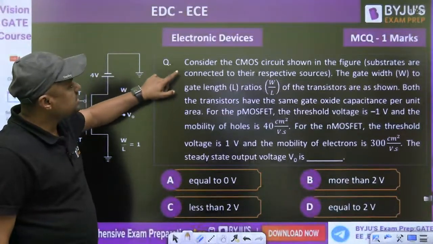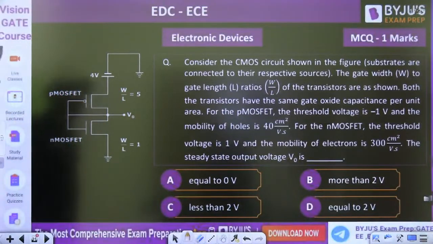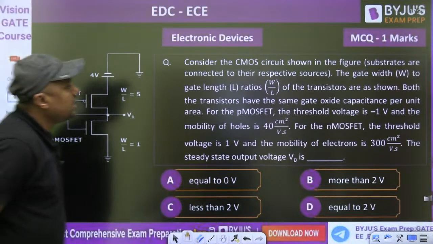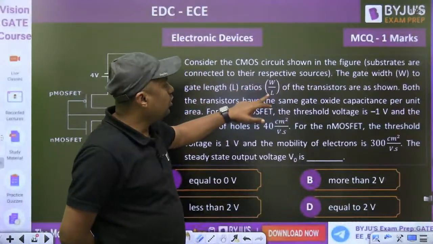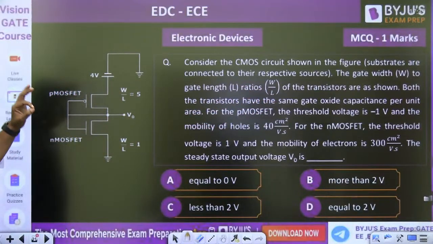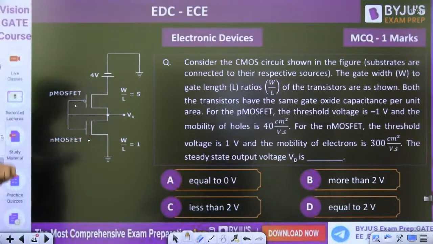Again, one more question. Consider the CMOS circuit shown in the figure. Where is the CMOS circuit? This is the CMOS circuit. In the figure, substrates are connected to their respective sources. The gate width to gate length ratio, W by L of the transistor are as shown. Both the transistors have the same gate oxide capacitance per unit area. Right? That is the gate oxide. This is the per unit area. They have the same COX. W by L is different. W by L is 5. W by L is 1. This is the PMOS. This is the NMOS. So this is completely CMOS.